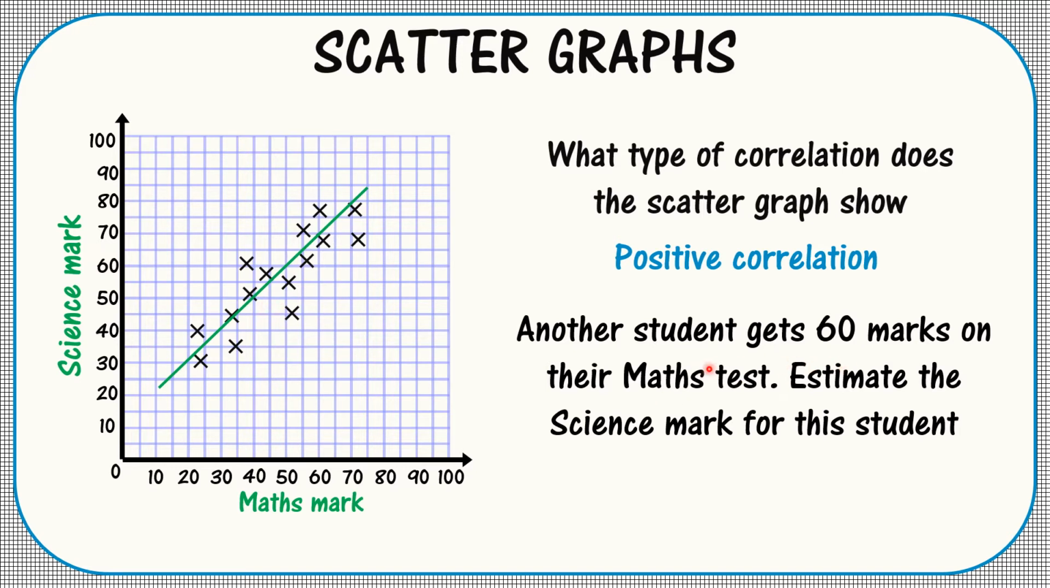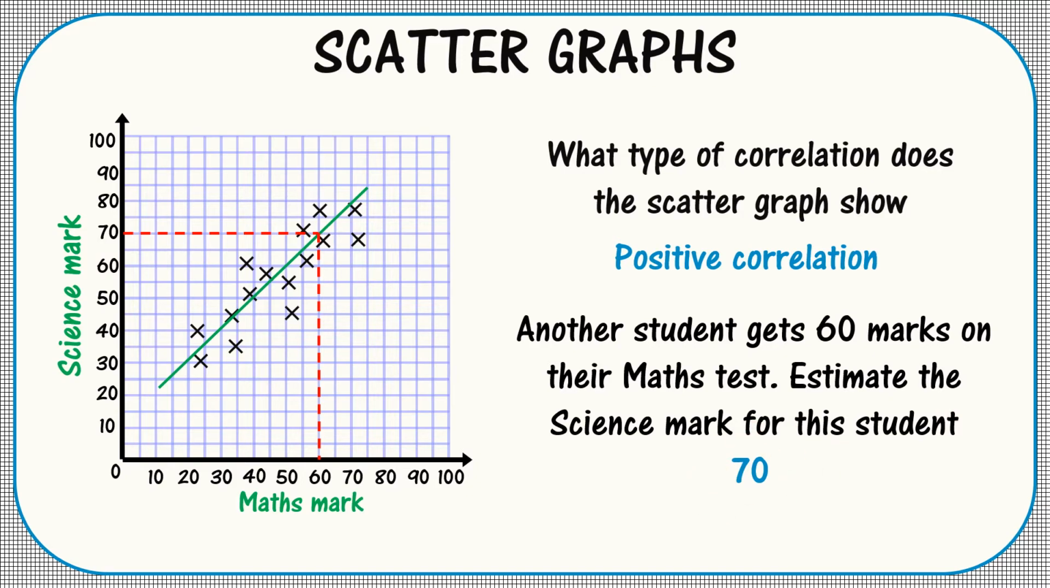All you will do then is go to the math mark, which is 60. You will draw a line straight up until it touches the line of best fit. And then you will go horizontal until you go to the science mark. As you can see, the science mark is 70. So the estimate is 70 marks. So a student who gets 60 marks on their math test, an estimate for their science mark would be 70 marks.